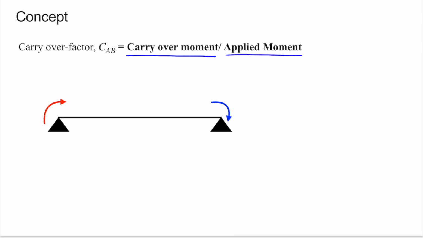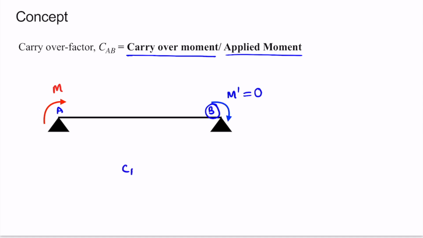Let's consider this beam, simply supported beam. Let's call these two ends A and B. Let M be the applied moment. So carryover moment is the moment which is carried over to the far end. Let's say this carryover moment is M dash, but in this case this end B is hinged, therefore it is not restrained against rotation, therefore this moment M dash will be 0 here.